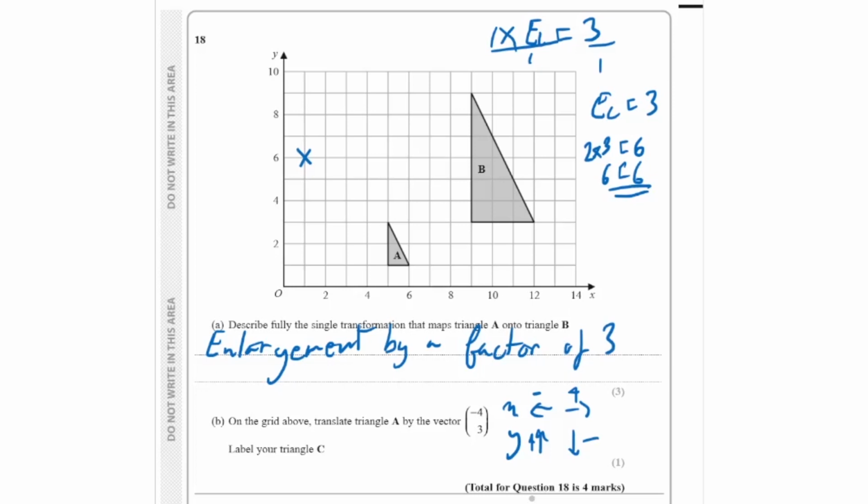So again, 4 to the left, 1, 2, 3, 4, and then 3 up, 1, 2, 3, cross there, and finally for the last point, 4 to the left, 1, 2, 3, 4, and 3 up, 1, 2, 3, cross there, and we can draw this triangle now, and don't forget to label it C. And that's our final answer.